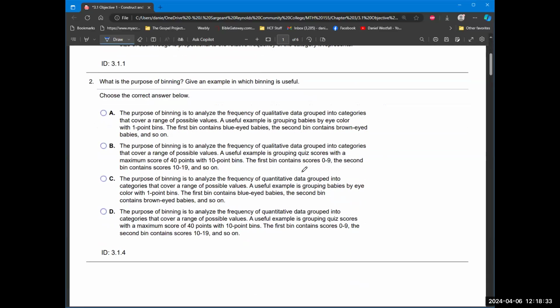What is the purpose of binning, and give an example in which it is useful. The purpose of binning is to analyze the frequency of quantitative data grouped into categories that cover a range of possible values. A useful example is grouping quiz scores with a maximum score of 40 points with 10-point bins. The first bin would consist of scores 0 through 9, the second 10 through 19, and so on. So that would be option D.